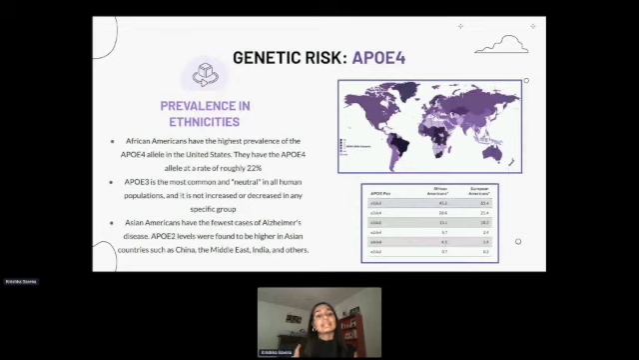Now, prevalence and ethnicity. African Americans have the highest prevalence of the ApoE4 allele in the United States. This could explain why African Americans have the most cases of Alzheimer's, so knowing this, I could connect it back to that. ApoE3 was common among all U.S. ethnicities. And Asian Americans have the fewest cases of Alzheimer's disease, like I mentioned earlier. This may be because ApoE2 levels were found to be higher in Asian countries such as China, the Middle East, and others. Here's a map of all the ApoE alleles and the pairs.